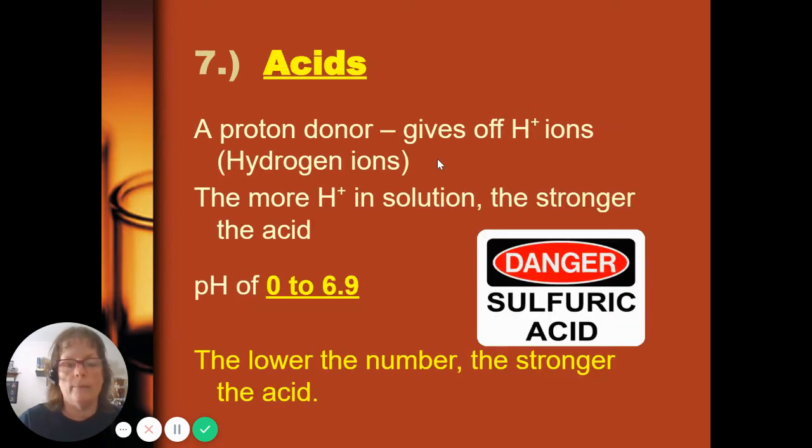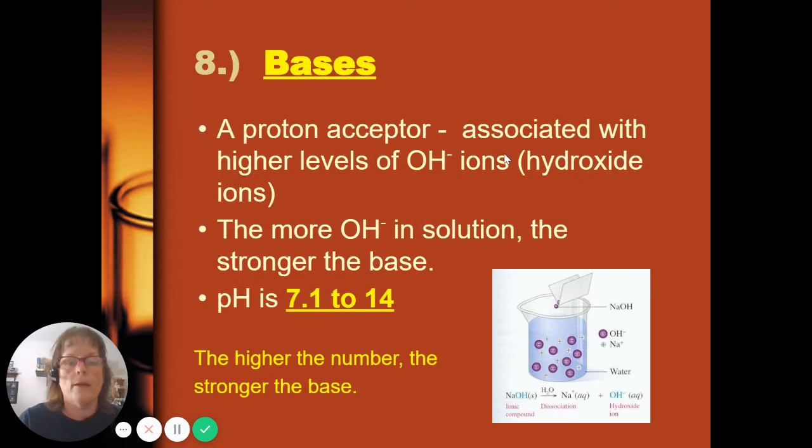So again, let me back up. Acids are associated with the hydrogen ions. Bases are associated with the hydroxide ions. The more hydroxide ions you have in a solution, the stronger the base.